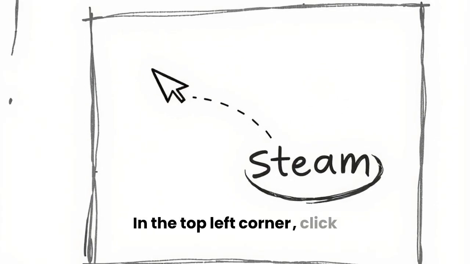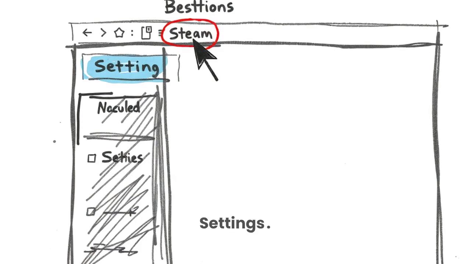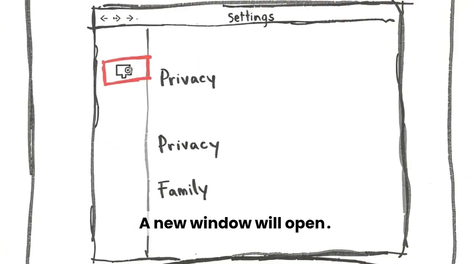In the top left corner, click on Steam in the menu bar. From the drop-down, select Settings. A new window will open.